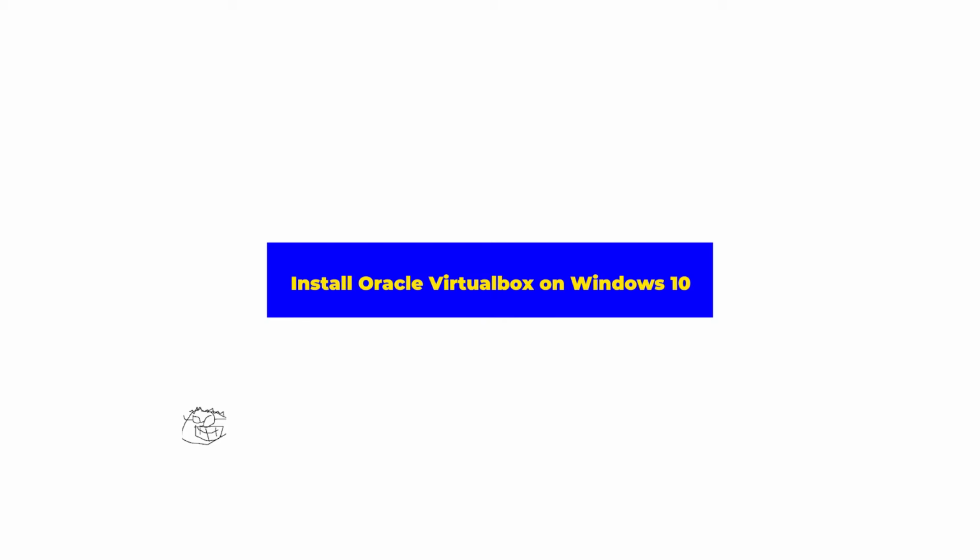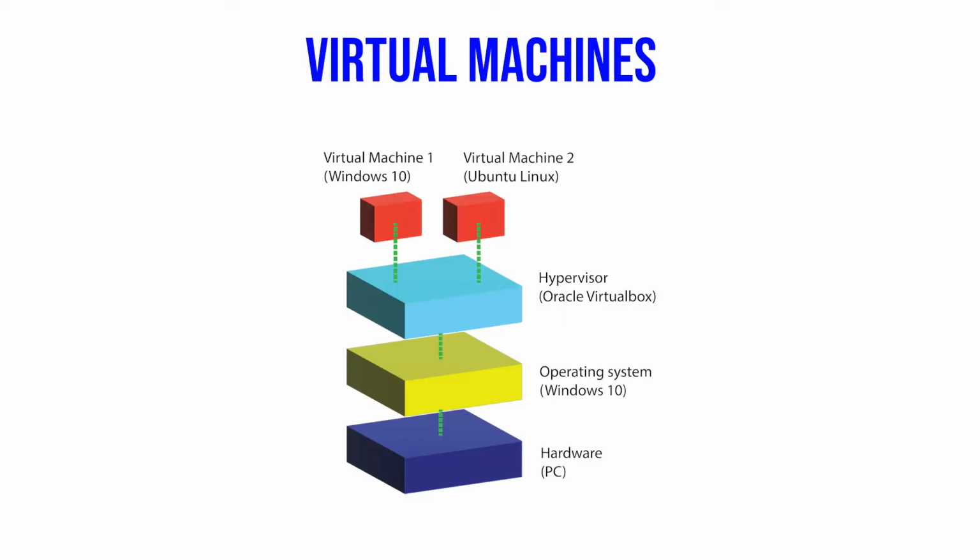Alright, let's get going. As a review, Oracle Virtualbox is a hypervisor. So on your computer, you'll install an operating system like Windows 10. And then on top of that, you'll install a hypervisor like Oracle Virtualbox. And the hypervisor is what allows you to run virtual machines. What's a virtual machine? A virtual machine lets you run an operating system on top of software instead of on hardware.